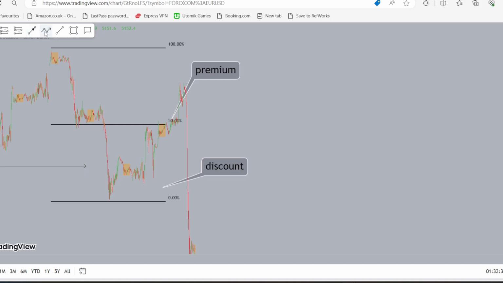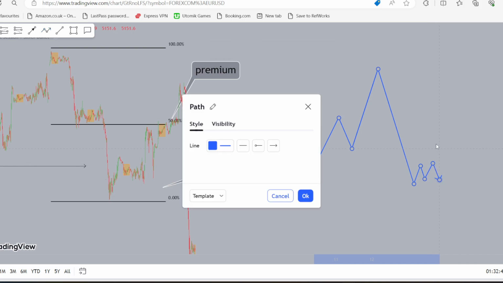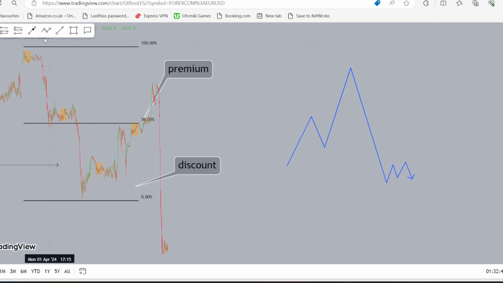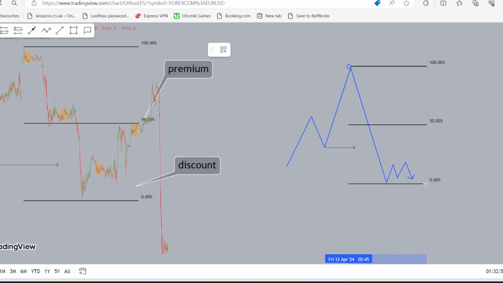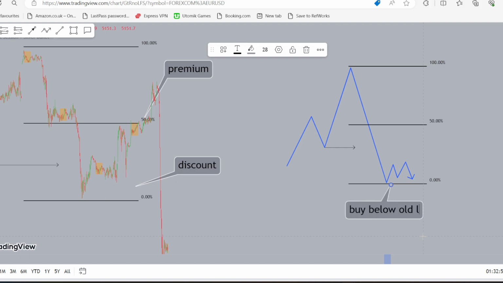So if price here has broken structure to the downside, the question now becomes, what do we do in this region, right? We've had a break of structure to the downside, and we're presented with our premium and discount arrays. So this trade was simply looking to buy below an old low. That's all you're doing, looking to buy below an old low. So this is simply the framework of this trade.